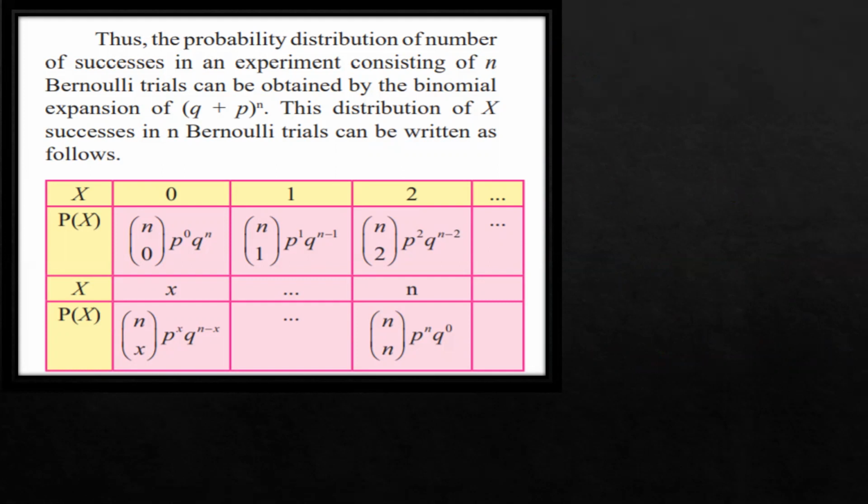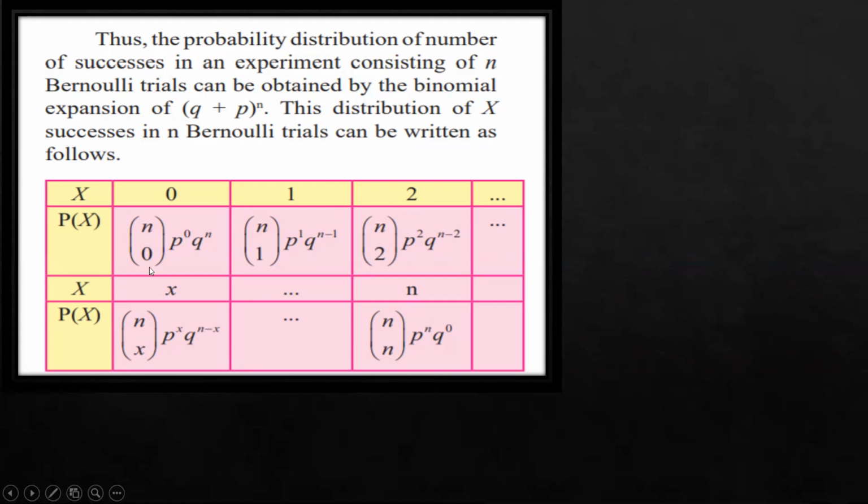The probability distribution of the number of successes in an experiment consisting of n Bernoulli trials can be obtained by the binomial expansion of (q plus p) the whole raised to n. This distribution of x successes in n Bernoulli trials can be written as follows. So the generalization I taught you just now is written in a tabular form like this. As you can see, q represents a and p represents b.